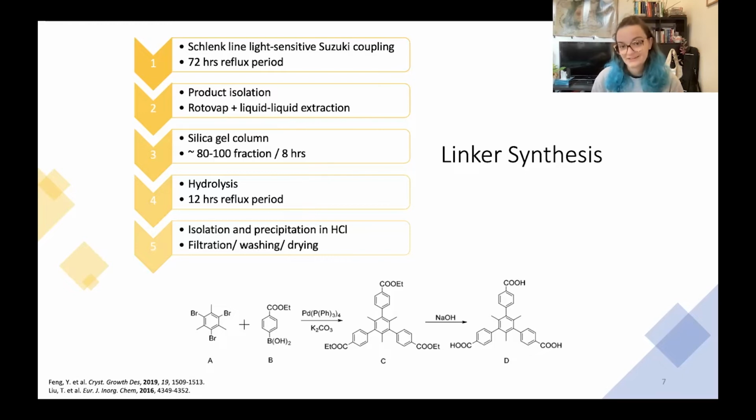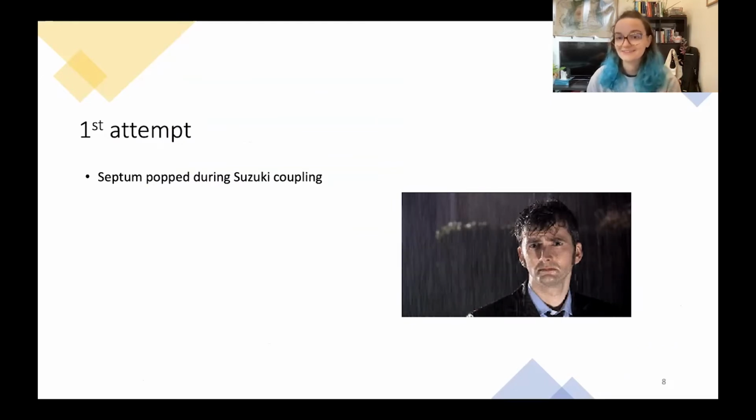The beginning of my summer was very much trying to make this linker and also making the synthesis as productive as I could. So my first attempt, sadly, went wrong out of the gate. One of the septums that was attached to my reaction vessel popped due to the N2 atmosphere being a bit too high, causing all of my liquid to evaporate and my chemicals to oxidize.